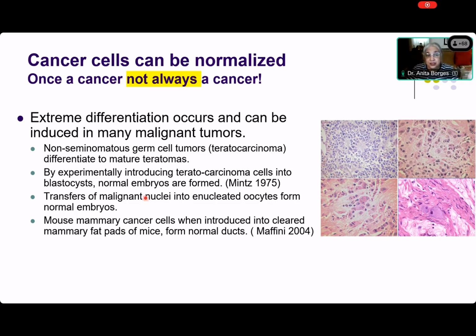They become normal. And here you are, mouse mammary cancer cells, when introduced into mammary fat pads of mice. That means you take out all the epithelium from the fat pad. That's actually the mouse breast. And you just have the fat pad. And into that you put cancer cells, mammary cancer cells. You know what happens? They don't form cancers, they form normal tissue. So now this is something that we have to take on board. And we have to ask ourselves, what is it that we were told by this somatic mutation theory, and what is going on over here? Alright, that is one thing.